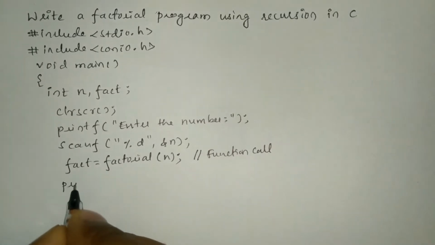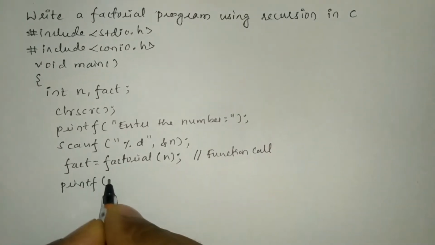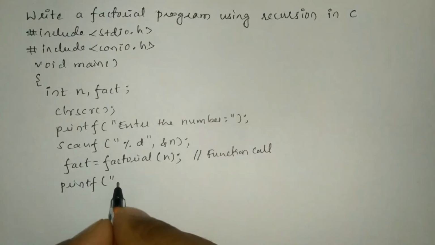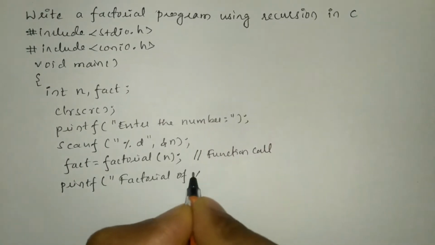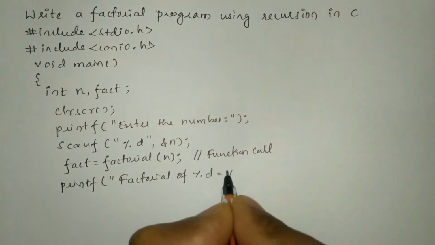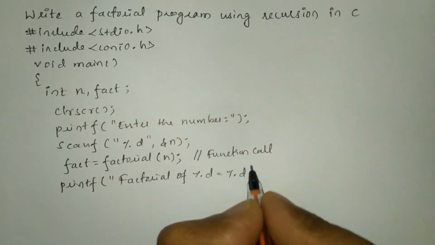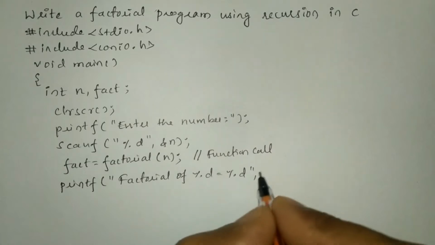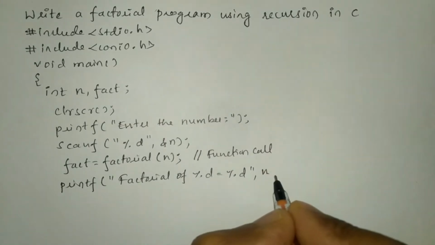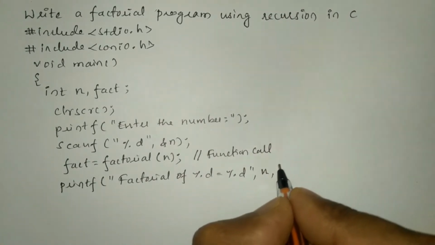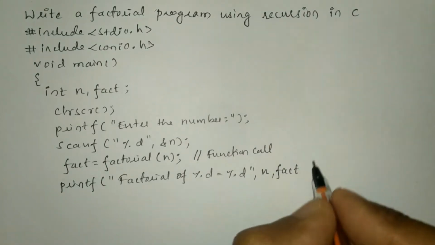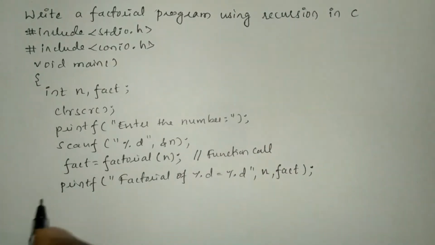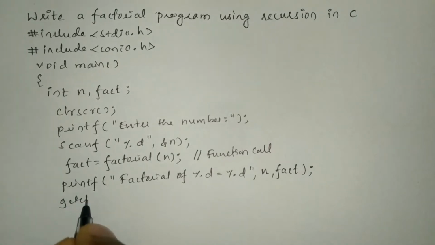Next let us write the printf statement. Here in double quotation marks I'm going to write "Factorial of %d is equal to %d", end the double quotation mark, and the first %d is associated with n, that is the value entered by the user. Next is fact, that is the factorial of the number, and put a semicolon. Here I'm going to write the getch function and a curly closing brace.